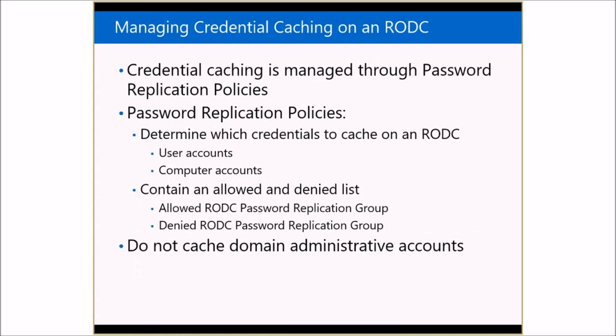All right, so credential caching is managed through a password replication policy. The password replication policy determines which credentials to cache on the RODC, user accounts or computer accounts. So there's both. Besides the user's credentials, there's computer credentials as well. It contains an allow and deny list. So there's an allowed RODC password replication group and a denied password replication group. Basically, the administrator will always be in the denied password replication group because we don't want people to somehow get hold of the administrator's password. So like it says, do not cache the domain administrative account.